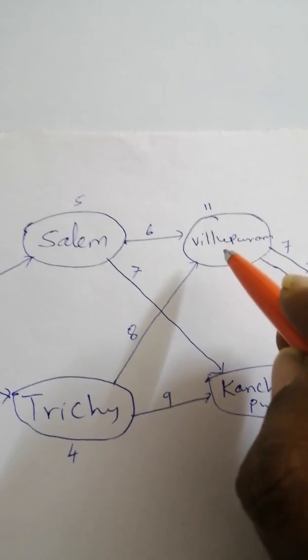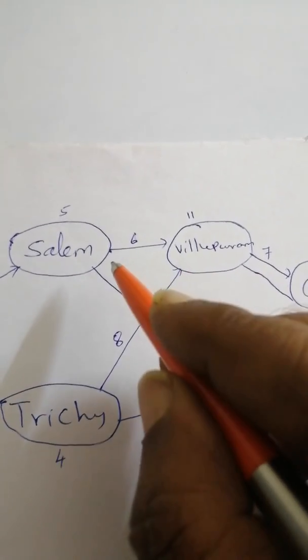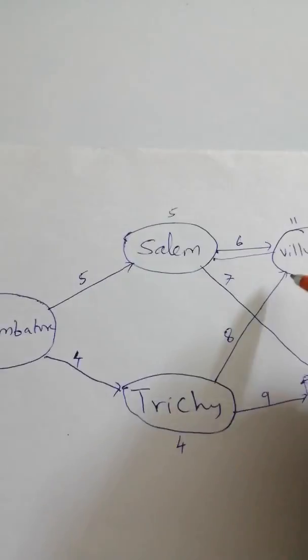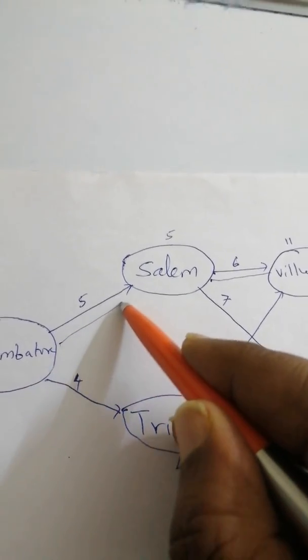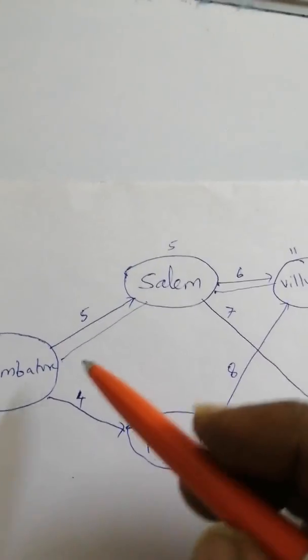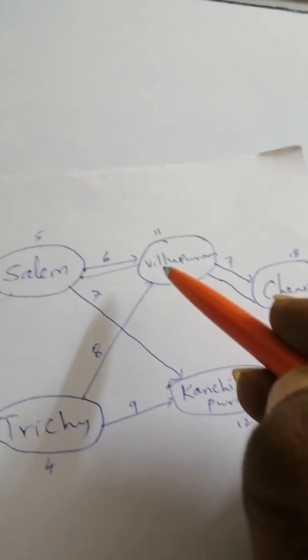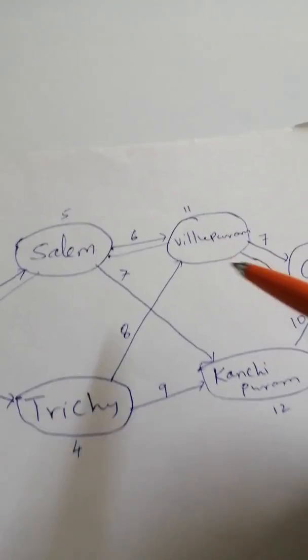Again, we can reach Viluppuram optimally from Salem. So Salem to Viluppuram is optimal. Again, we can reach Salem optimally from Coimbatore. So Coimbatore to Salem is optimum. So the subsequences are Coimbatore to Salem, Salem to Viluppuram, Viluppuram to Chennai. All these subsequences are optimal.